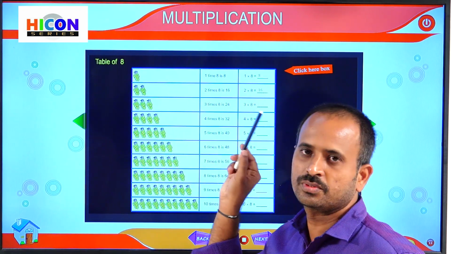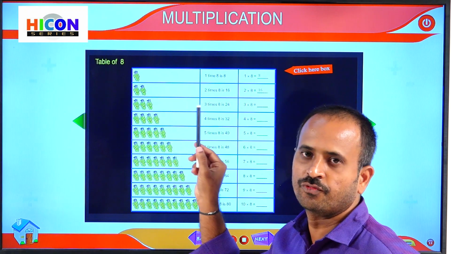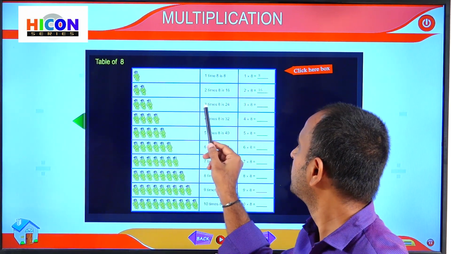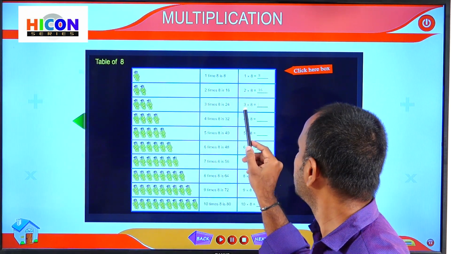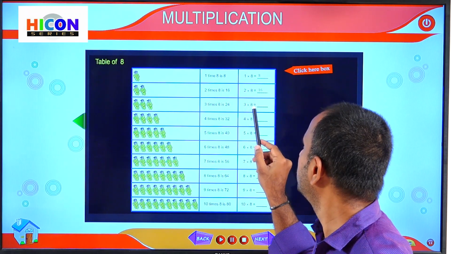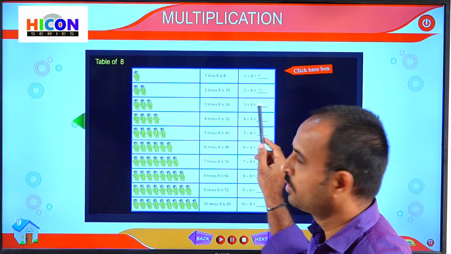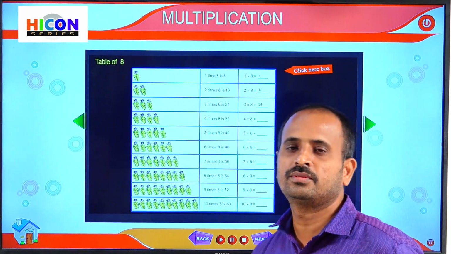There are 3 groups. Each group has 8 fruits, and it can be written as 3 times 8, that is 3 into 8, 3 eights are 24. So total there are 24 fruits.